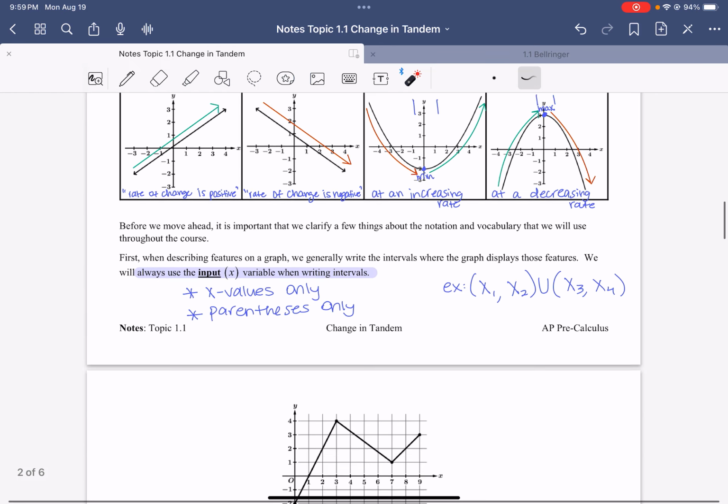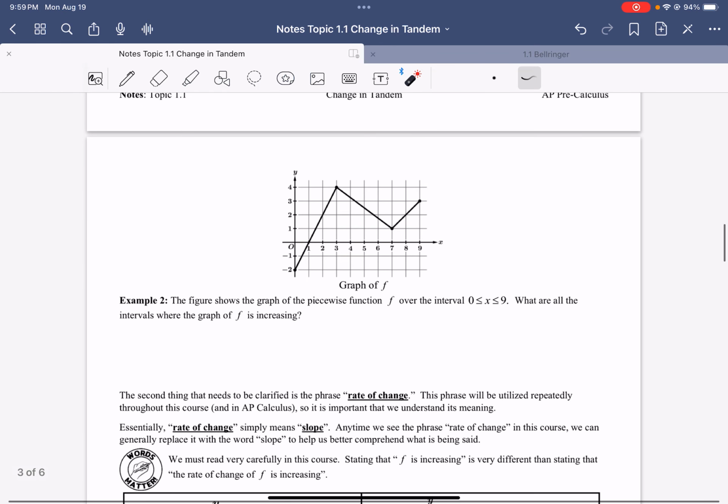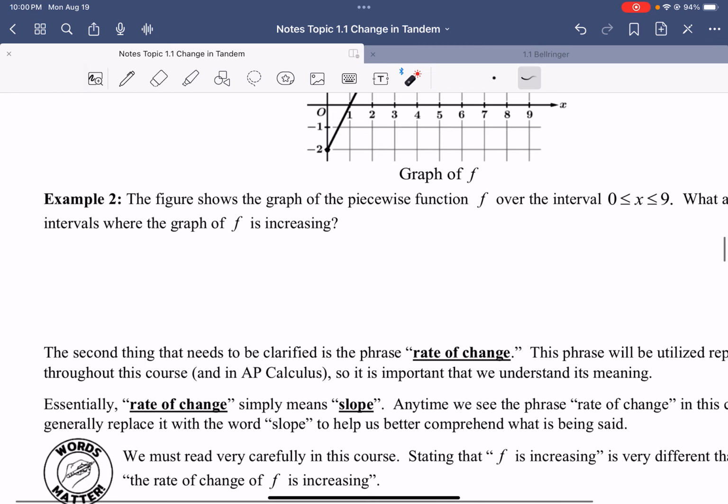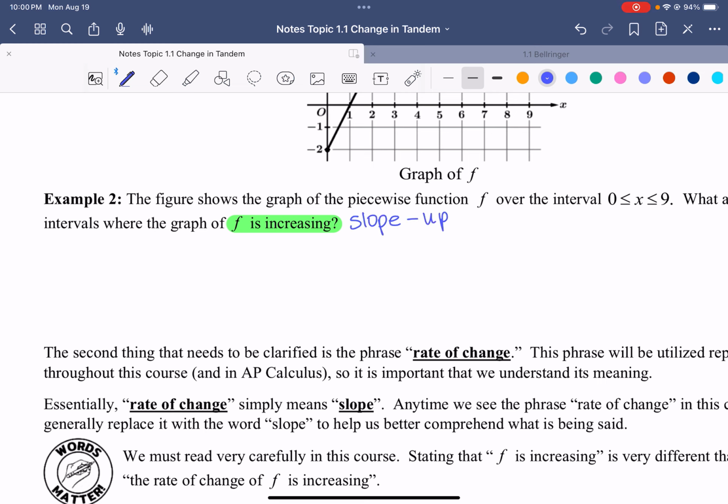So let's do a practice problem. On example 2, it says the figure shows the graph of the piecewise function f over the interval 0 to 9. What are all of the intervals where the graph of f is increasing? So when it says f is increasing, that is referring to your slope. Okay? Increasing means that the slope is going up.